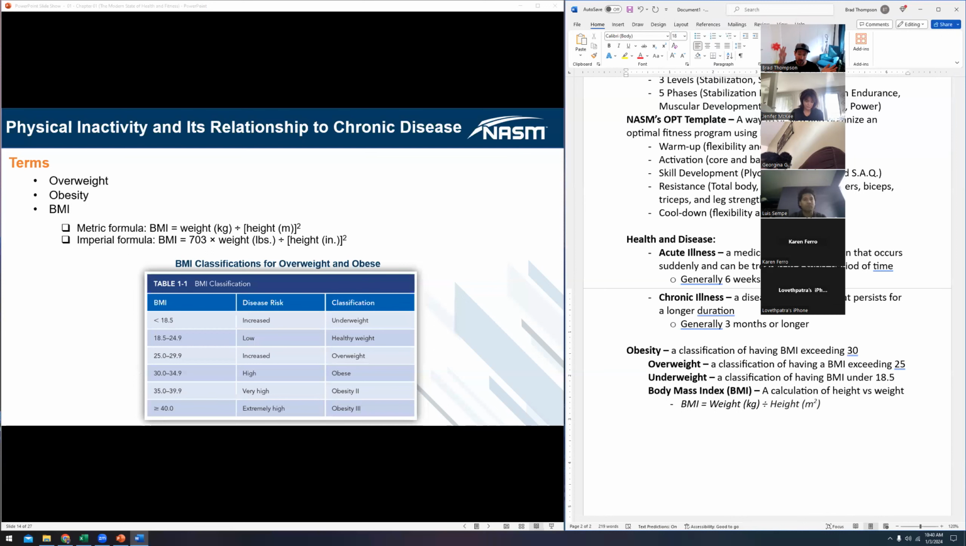It'd be 18.5 to 24.9 is considered normal weight. I hate that term, but there it is. Overweight is 25 to 29.9. Obese is anything greater than that.